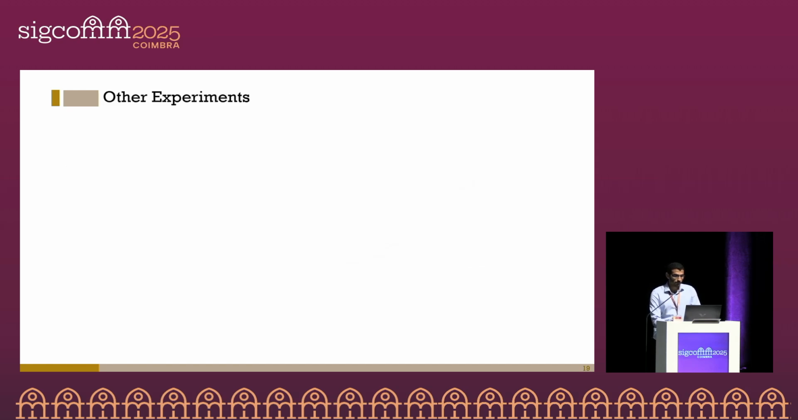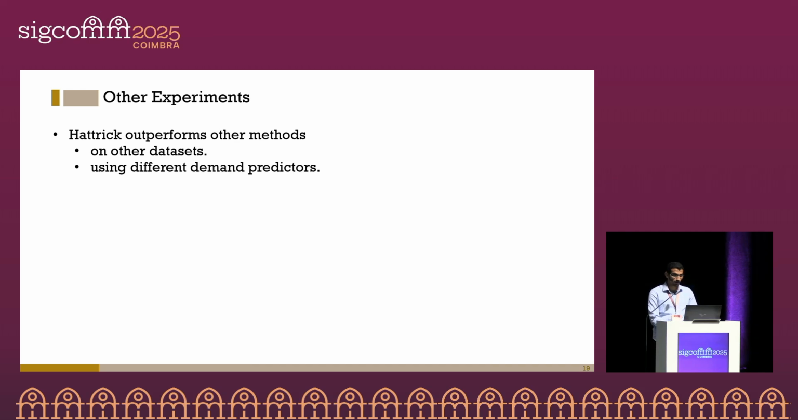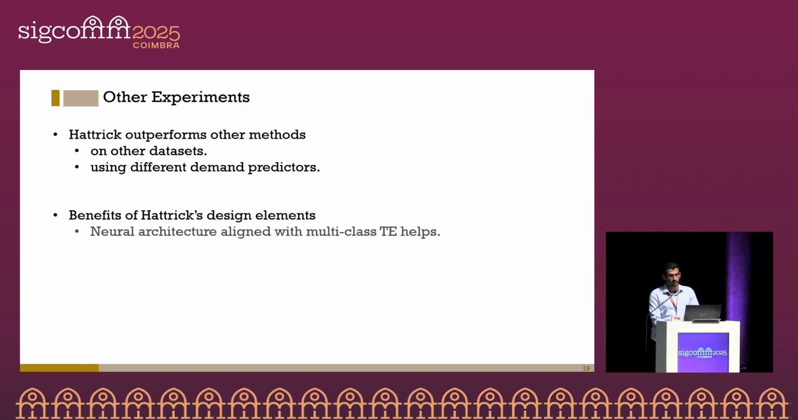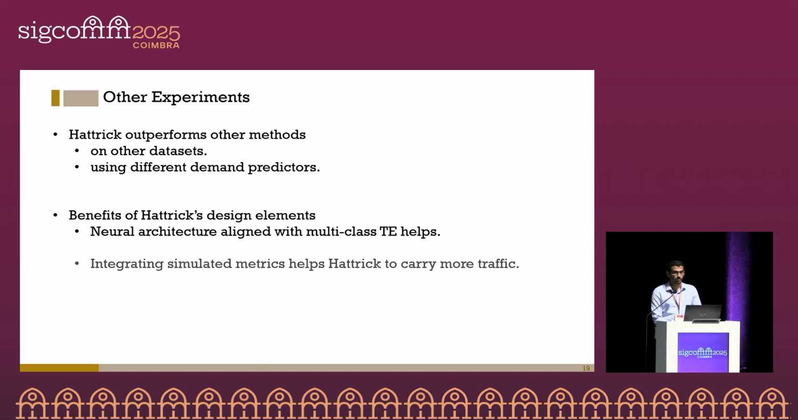The paper also has other experiments where we show Hattrick outperforms other methods on other datasets and using different demand predictors. We also show the benefits of Hattrick's design elements. We show that the neural architecture, when aligned to the multi-class TE optimization techniques, helps Hattrick to perform better. And we show that integrating the simulated metrics helps Hattrick to carry more traffic. We also show that precedence-aware learning outperforms weighted additive loss.